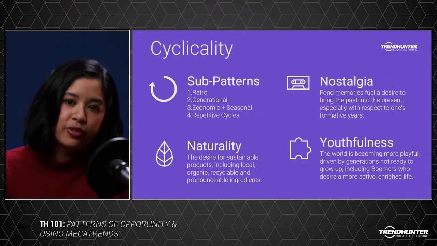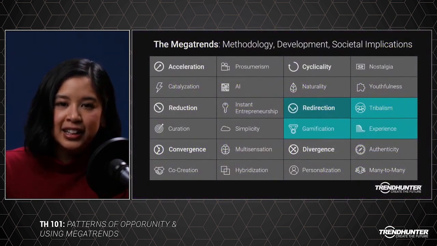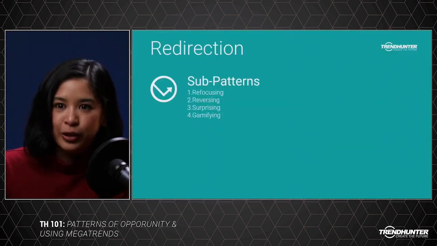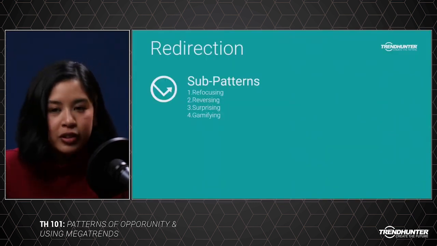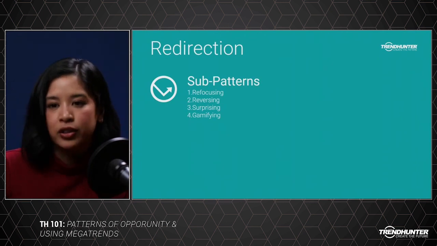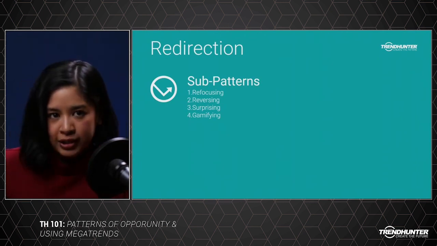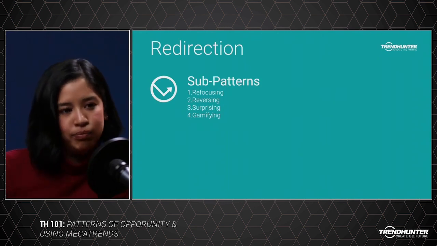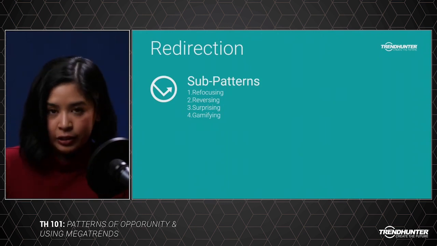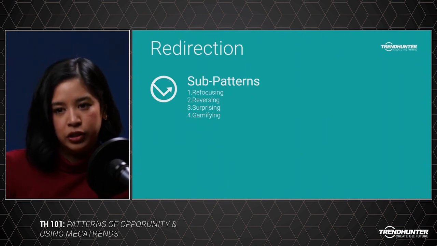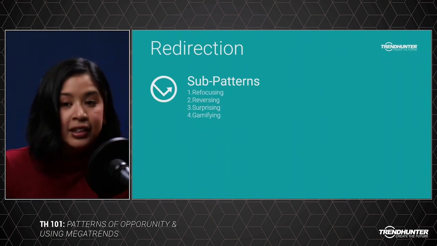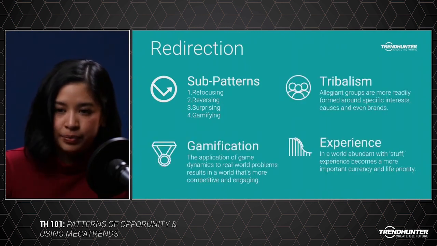That wraps us up for the megatrends under cyclicality, moving right along to redirection. Now, if you remember earlier, redirection is a pattern that is focused in the idea of acknowledging what consumers expect of you and taking it in a different direction entirely. And so the sub-patterns here include refocusing, reversing, surprising, or gamifying.